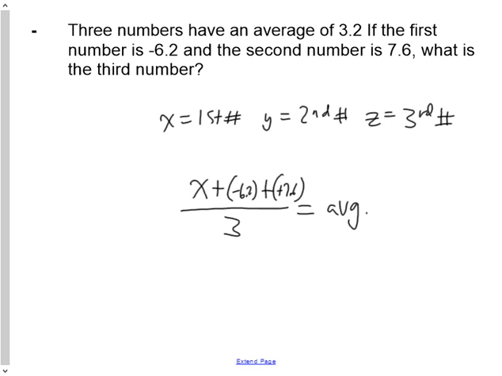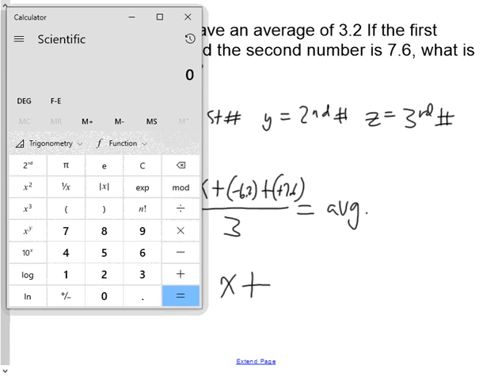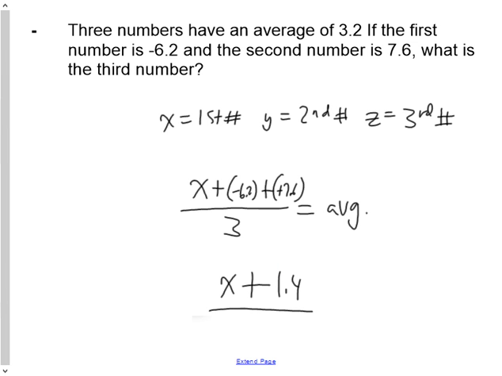And the only reason I did it that way, instead of putting x, I just want to keep my x variable. You can do it however you want. And therefore, when we simplify this, we're going to have x plus, and if I think about negative 6.2 and 7.6, negative 6.2 combined with positive 7.6 is 1.4, equals the average. And since the average is given to us, since the average is 3.2, I substitute the average in there, and when I do so, I end up with this equation.